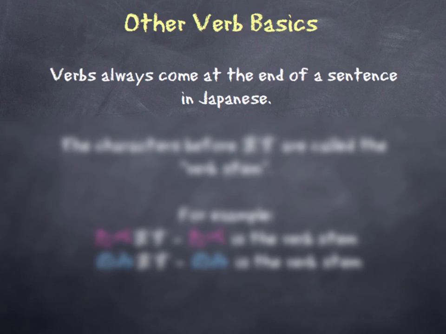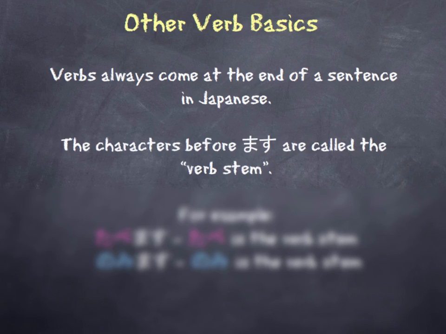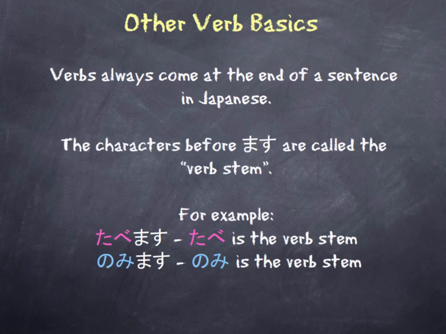On our final slide are a couple of other points of interest. Verbs always come at the end of a sentence in Japanese as opposed to in English. In English, usually a verb will come somewhere at the start of a sentence. And also, the characters before masu are called the verb stem. So for example, if we have a look at the verb tabemasu here, we can see that in pink we have tabe, and tabe is the verb stem. We can also see the verb stem highlighted here in blue for the verb nomimasu, which is nomi.